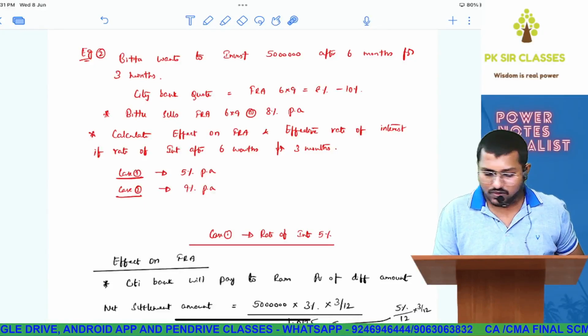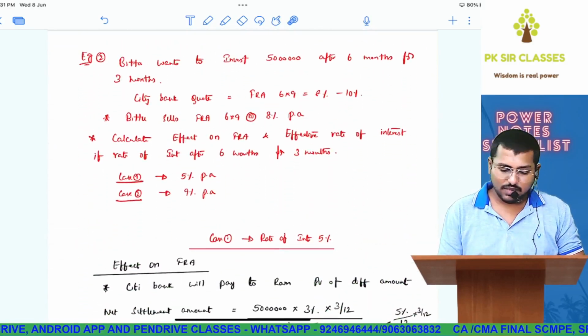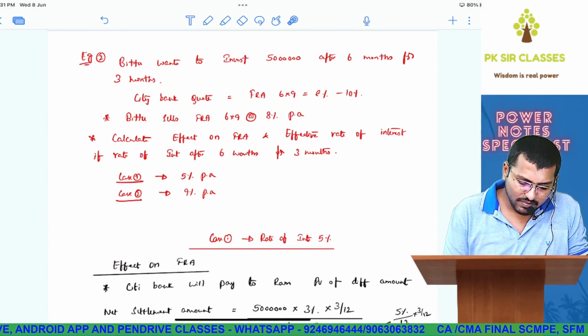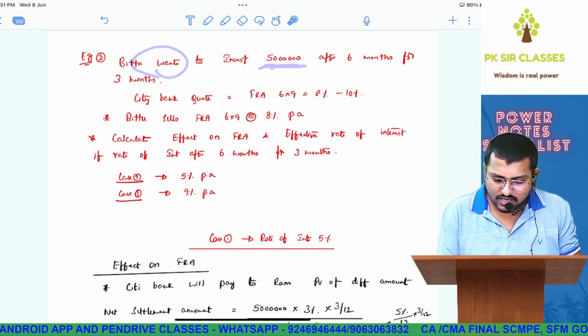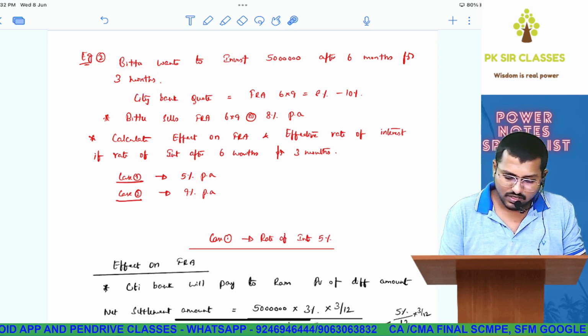So let's continue. Where did we stop? Example 2. Okay, now come to example 2. So what is happening here? B2 wants to invest 50 lakhs after 6 months for 3 months. How can we read that?